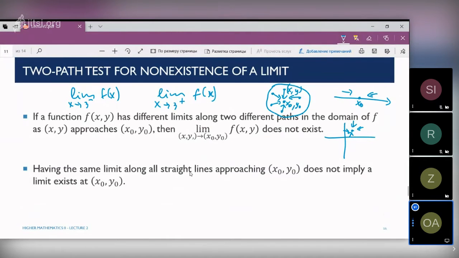Soon after, the two-path test for non-existence. By this one, we can check the non-existence of a limit.